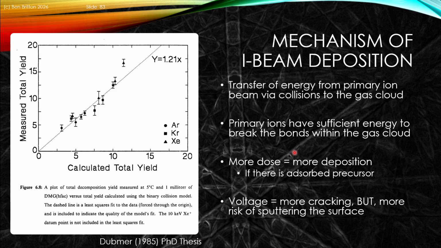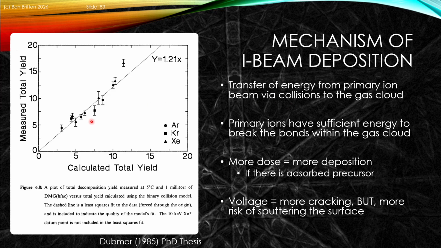Those primary ions have to have sufficient energy to break the bonds of the organic precursor to cause chain scission. Broadly speaking, if we have more dose, we have more deposition, and it's important that this only happens if we have the absorbed precursor on the surface of our material.